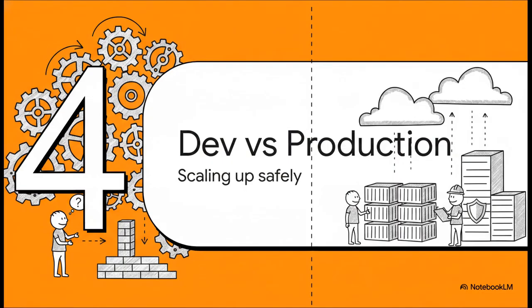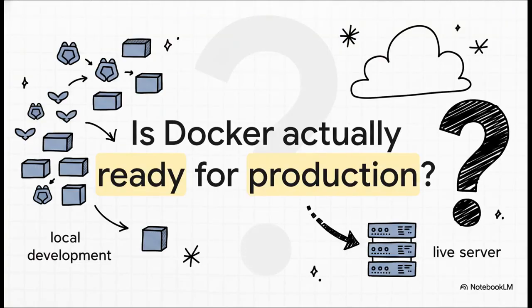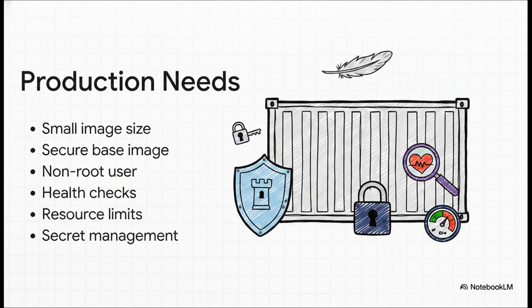Okay, moving into Section 4, Development versus Production. This is where things get serious as we look at deploying to the real world. Now, this is really where we separate the casual users from the professionals. Because Docker makes local development so unbelievably effortless, it is incredibly tempting to just grab that exact same local Compose file, throw it onto a live server, and call it a day. But we really have to pause here and ask ourselves, is Docker actually ready for production out of the box like this? The short answer is yes.